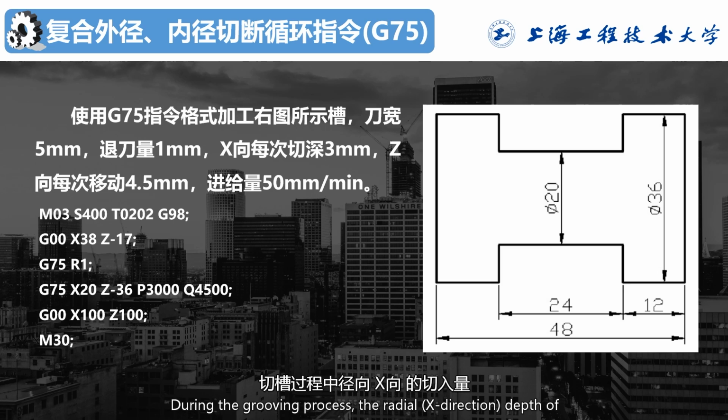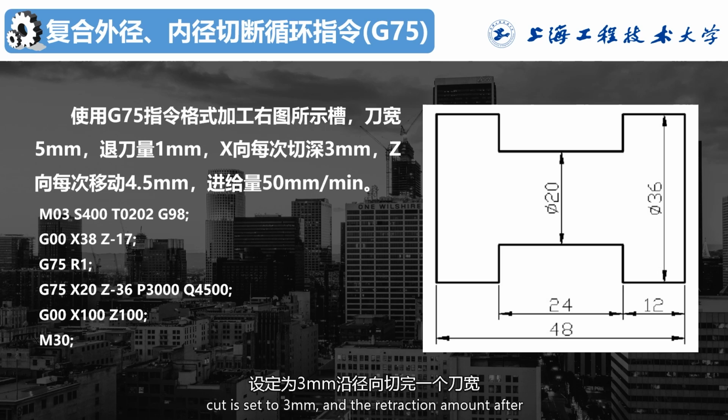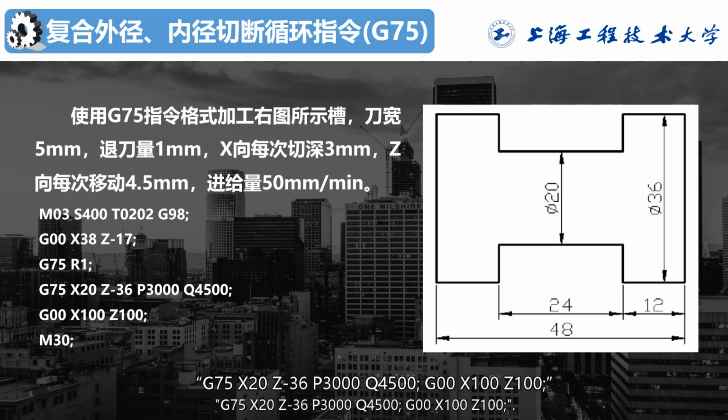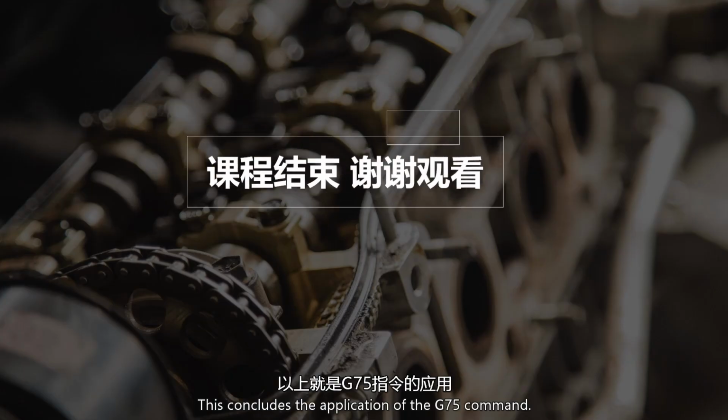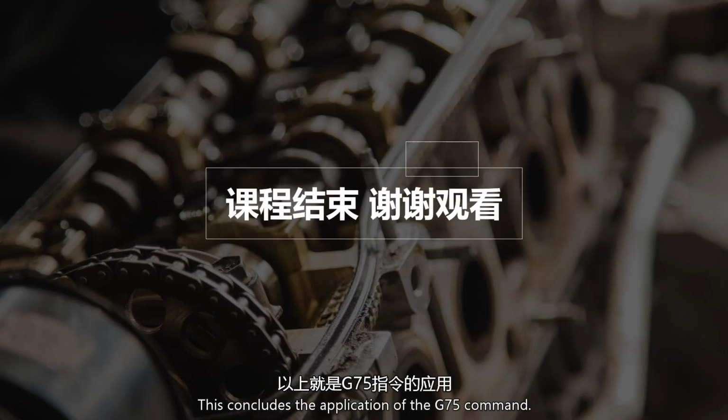During the grooving process, the radial X-direction depth of cut is set to 3 mm, and the Z-direction movement after cutting one width radially is 4.5 mm. G75 X20 Z-36 P3000 Q4500. Then G00 X100 Z100. This concludes the application of the G75 command.